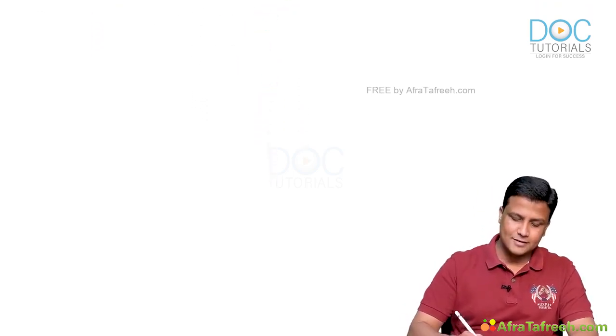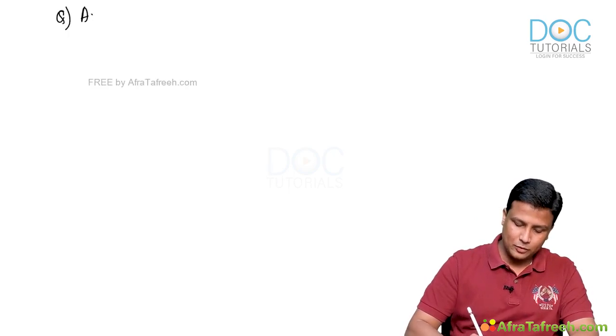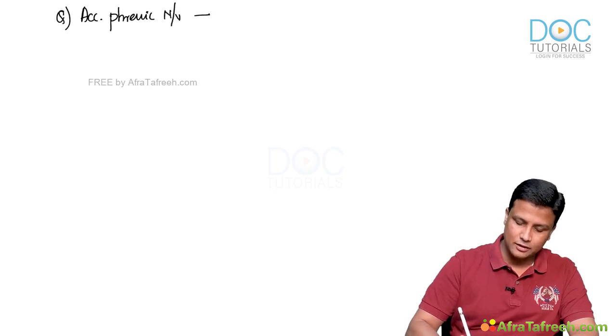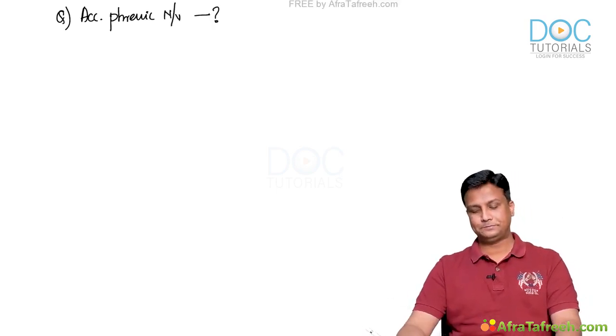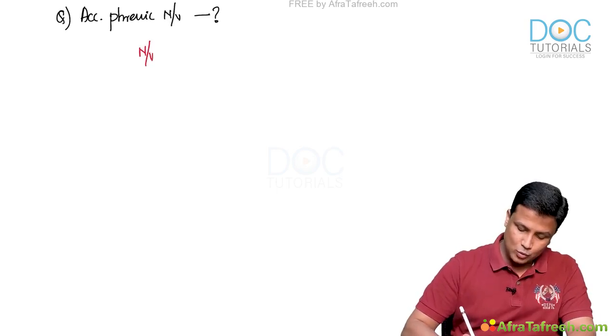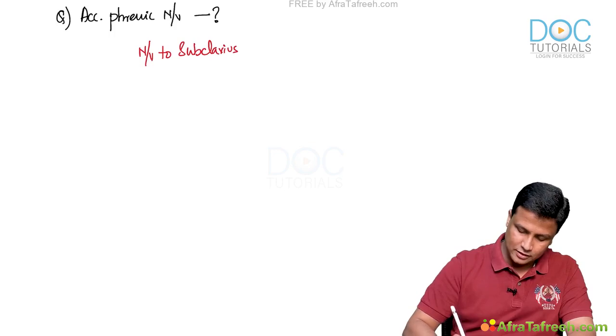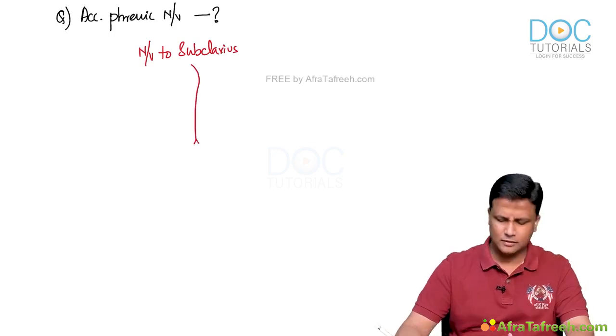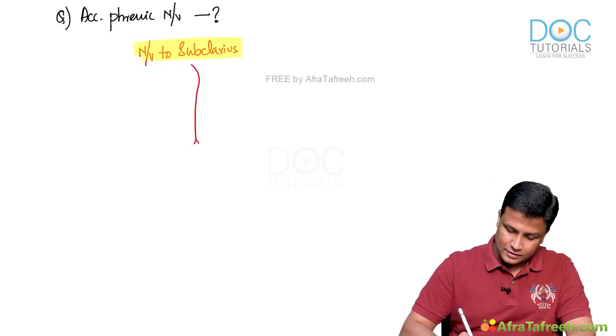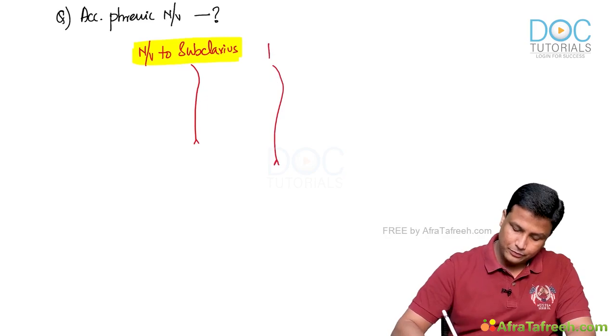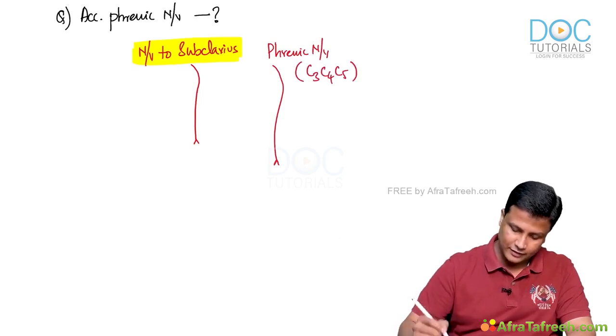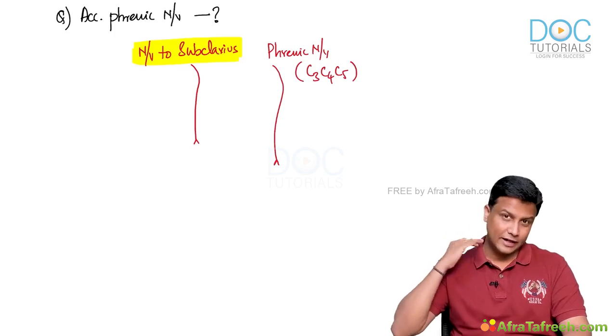Have you ever heard about the accessory phrenic nerve? There was a question asked regarding the accessory phrenic nerve, guys. It's a branch of which one? Just now I told you about nerve to subclavius. Imagine here, this one will be your nerve to subclavius, just an imaginary diagram. And we also know about the phrenic nerve. The phrenic nerve supplies the diaphragm. And where does it originate from? It begins from C3, C4 and C5, and the phrenic nerve goes down to the diaphragm.